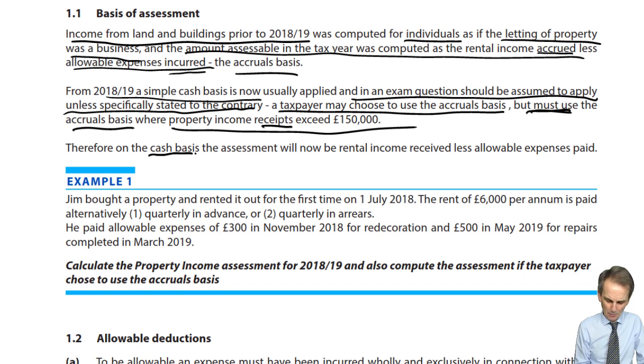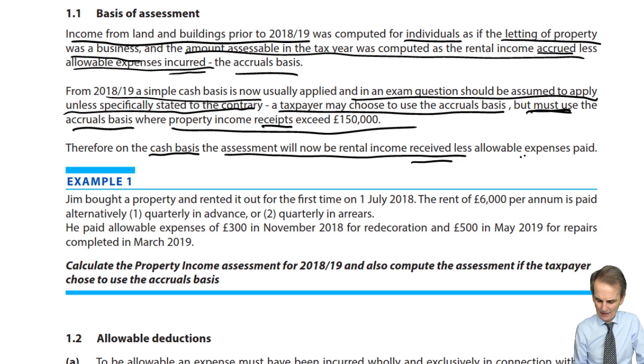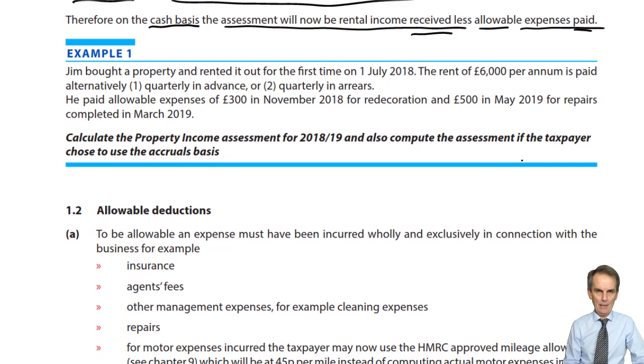So therefore, on the cash basis, an assessment will now be rental income received less allowable expenses paid. More of what the allowable expenses are in a moment's time. But nice and simple, we're working on a paid basis. So it does not matter now from 18/19 onwards whether or not the amounts were payable in arrears, in advance, whether it was, again, whatever basis, 6 monthly or 12 monthly or quarterly or monthly. What we're going to pick up is the actual amounts received. But we've got to interpret what that means when given information within a question.